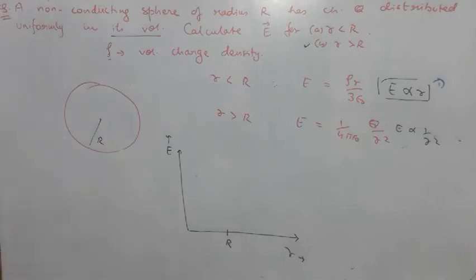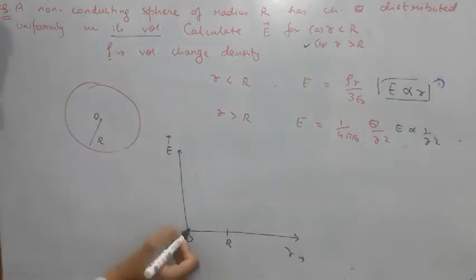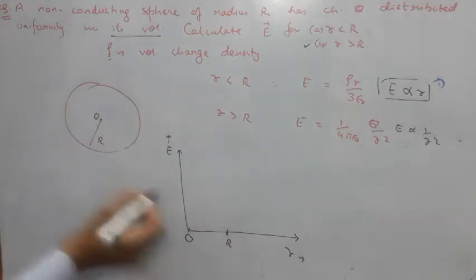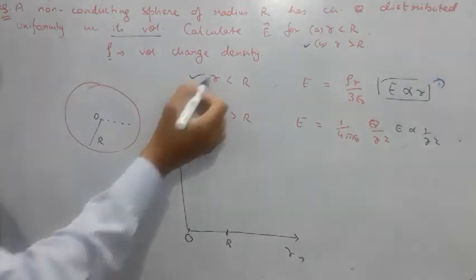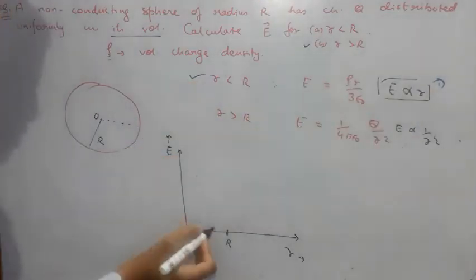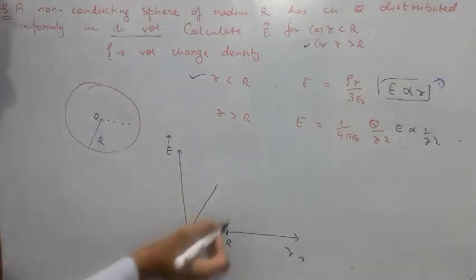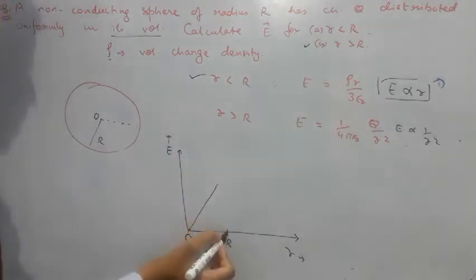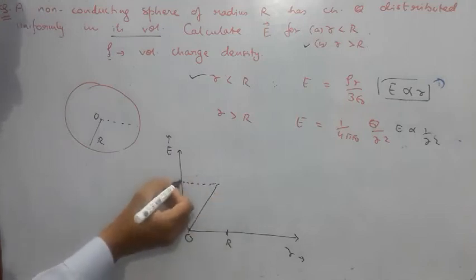This is origin. So from origin, r is equal to 0 means this corresponds to center of the sphere. From r is equal to 0 to r is equal to R, that means for these points, we have to use this formula. That means E is directly proportional to r. So the graph will be a straight line like this. When r becomes equal to R, the electric field becomes maximum. And what is this maximum value?